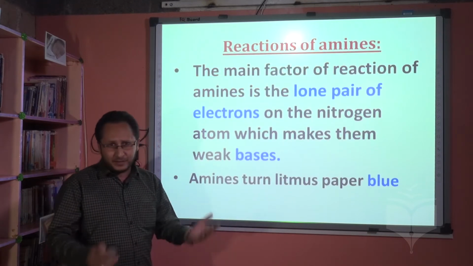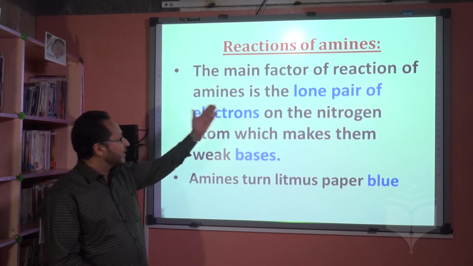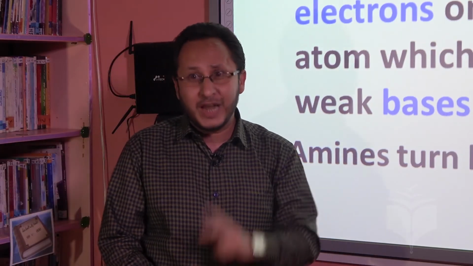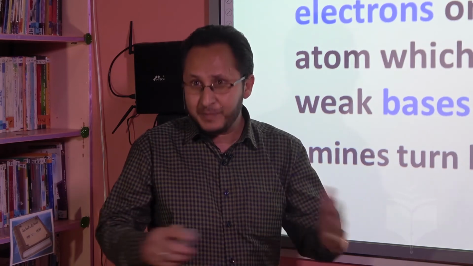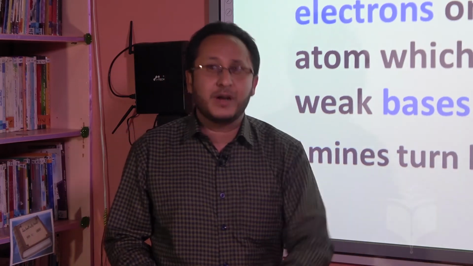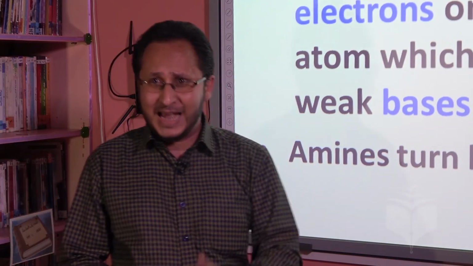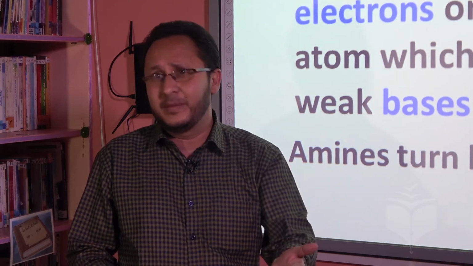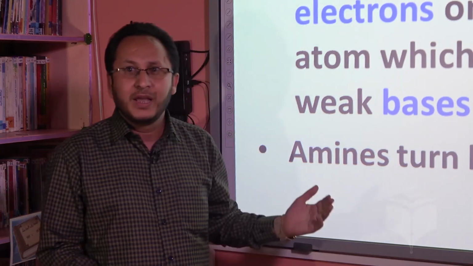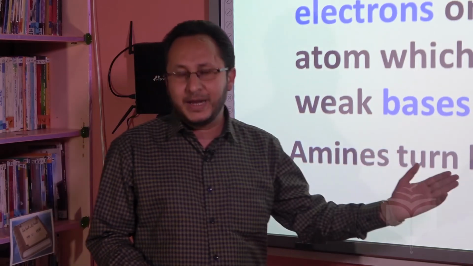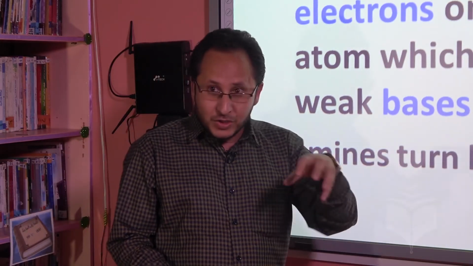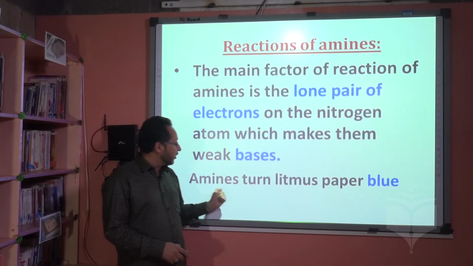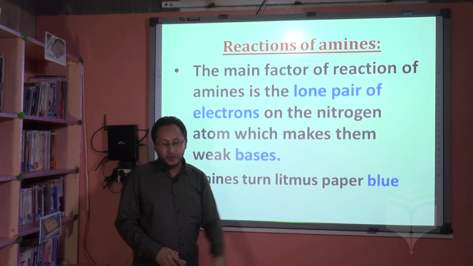We have other points about the amines: the reactions of amines. In the amines, we have a pair of electrons on the nitrogen atom. This free pair of electrons can be donated to another acceptor. So any substance that has a pair of electrons that can be donated to an acceptor, we call a base. That's why amines are weak organic bases. When they dissolve in water, they give us OH. That's why they turn litmus paper blue.